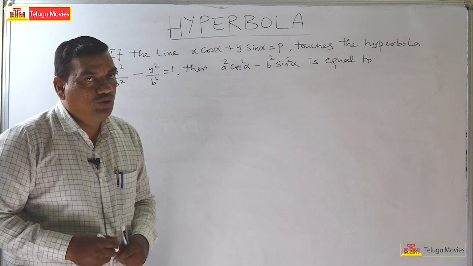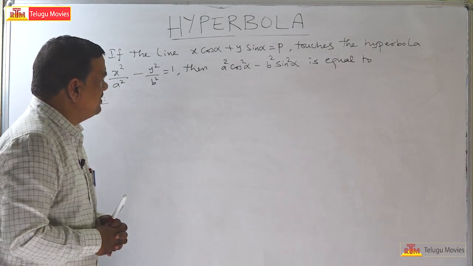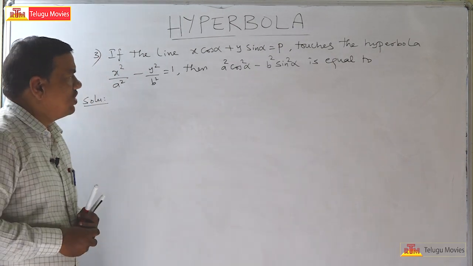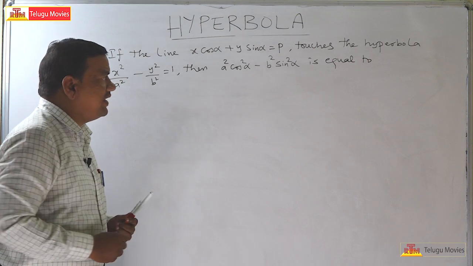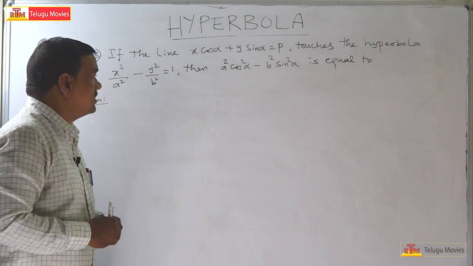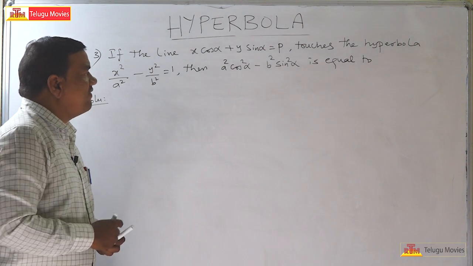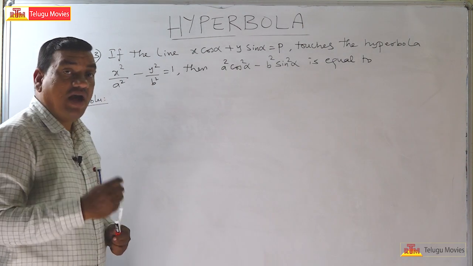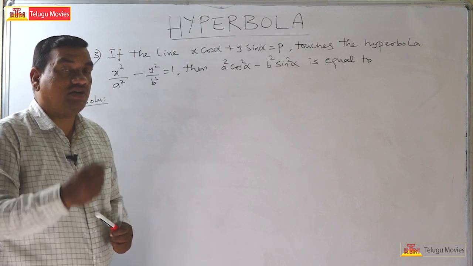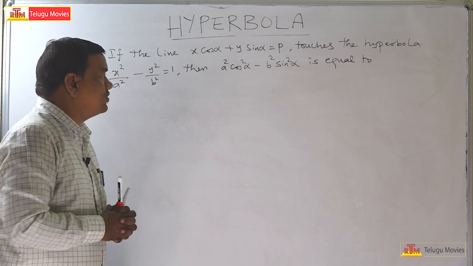Hi students, welcome to this problem. So very easy problem. If the line x cos alpha plus y sin alpha is equal to P touches the hyperbola x square by A square minus y square by B square is equal to 1, then the value of A square cos square alpha minus B square sin square alpha is equal to. Okay, now how to proceed with this problem?